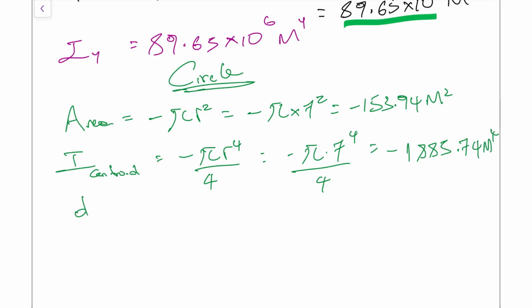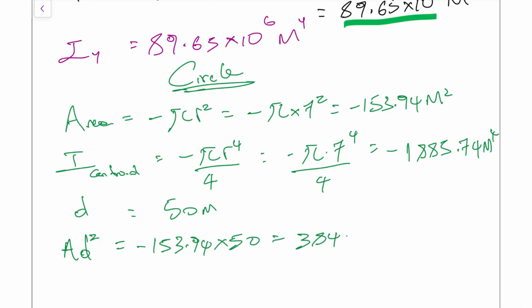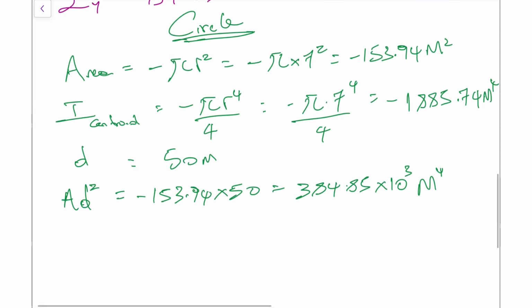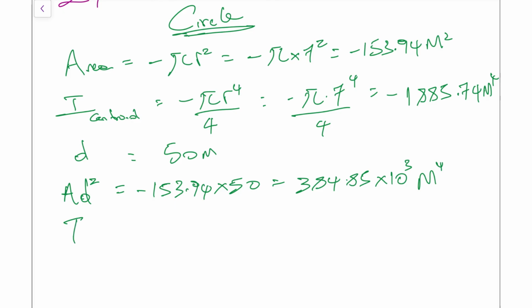We did our calculation already for D, and that was 50 meters. So that's the length from our axis. Then we need to do A D squared, negative 153.94 multiplied by 50 squared, and that will give us 384.85 times 10 to the power of 3. And our unit is meters to the fourth there. Now what we need to do with all of this is to find our sum, but just before that, let's finish this one to get I.